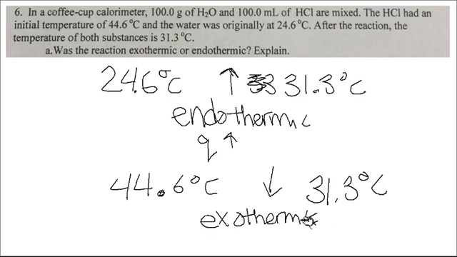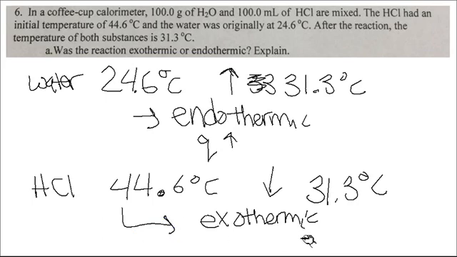So either answer would have been correct, depending on whether your justification was from the perspective of the water or from the perspective of the hydrochloric acid. If you're considering the water to be the system, then it's an endothermic reaction because it actually gained heat. And if you're considering the hydrochloric acid to be the system, it's an exothermic reaction because the hydrochloric acid actually lost heat. Okay, so this one was a little bit subjective.